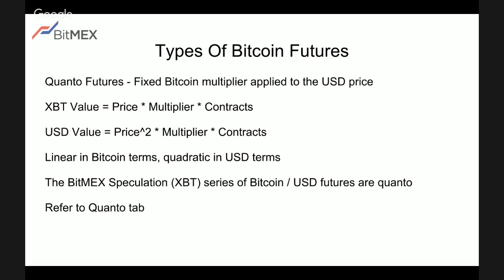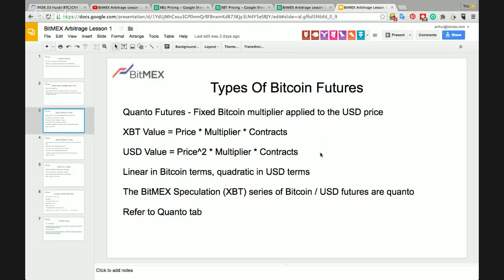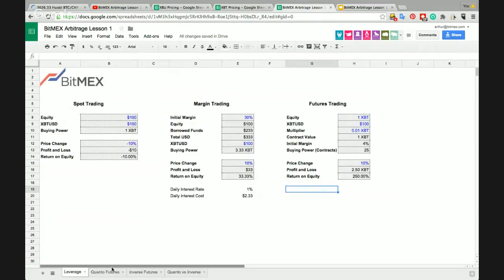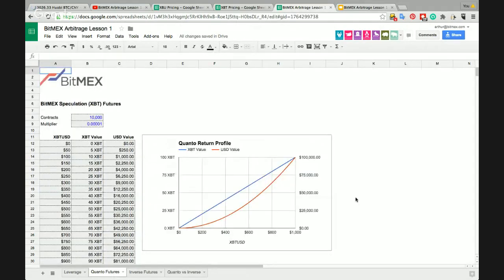Now let's go over some more detail about how these perform under certain circumstances. So please refer to the quanto futures tab on this spreadsheet. So right here, I have given an example. Assume that you hold 10,000 contracts of a BitMEX quanto futures contract. We use the three-letter acronym XBT in front of the expiration nomenclature for quanto. And we have a multiplier of 1,000 Satoshis.